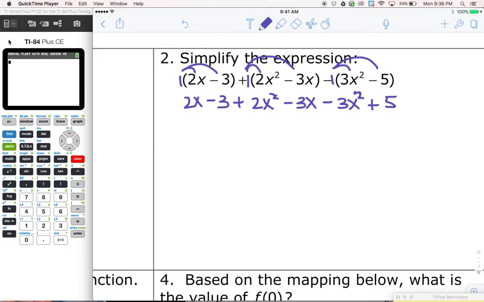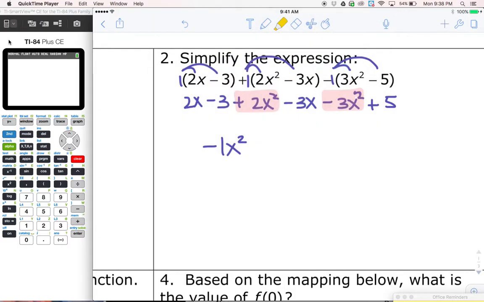Finish by combining like terms. I like to do my x squareds first. We got a 2x squared and a negative 3x squared. Well, 2 minus 3 is negative 1. And we still have x squared, right? Don't mess with exponents when you're combining like terms.